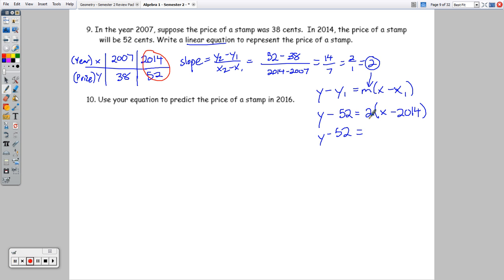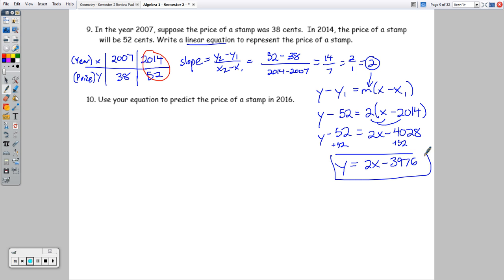From here, we'll get this into slope-intercept form, 2x, and then minus 40/28. If you add 52 to both sides, you'll have a slope-intercept form for that equation. Looks like that'll be 2x minus 39/76. Excuse me.